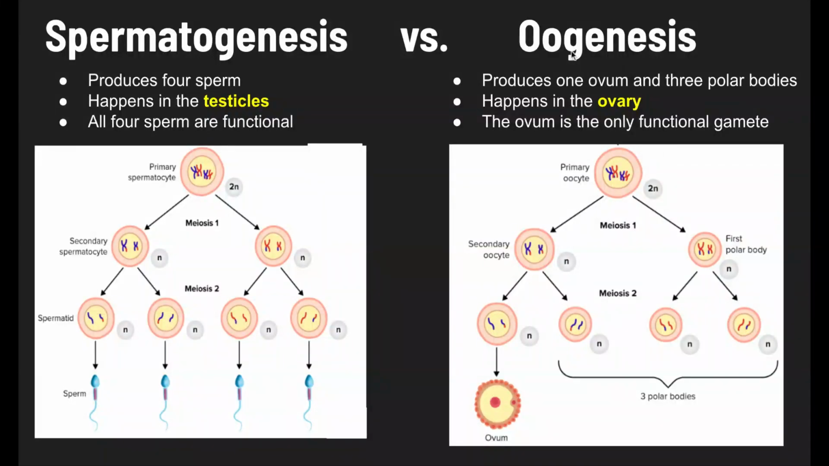For females, oogenesis occurs. This produces 4 cells, but one of them is called the ovum. That's this one. The other 3 are called polar bodies. Oogenesis happens in the ovary, and the ovum is the only functional gamete. So that gives you an overview of the process of meiosis.